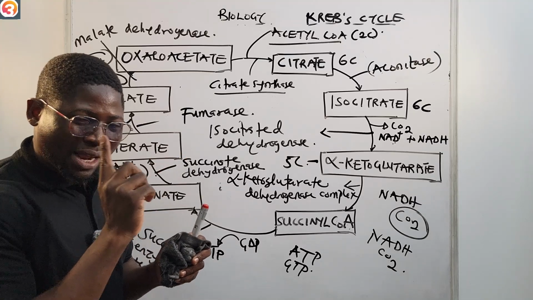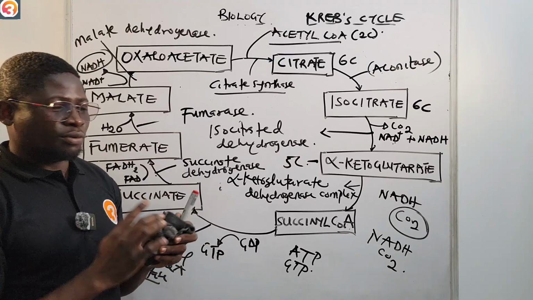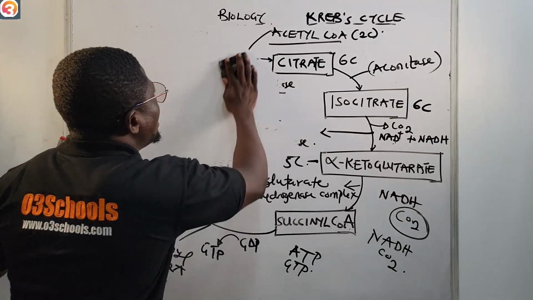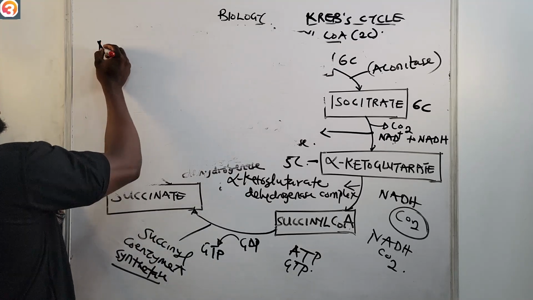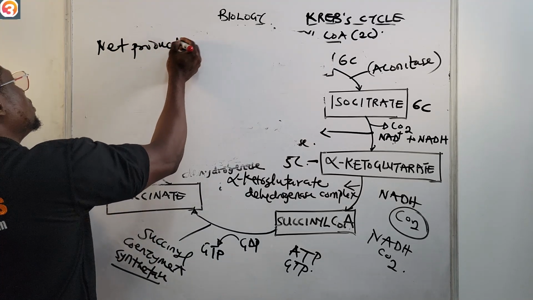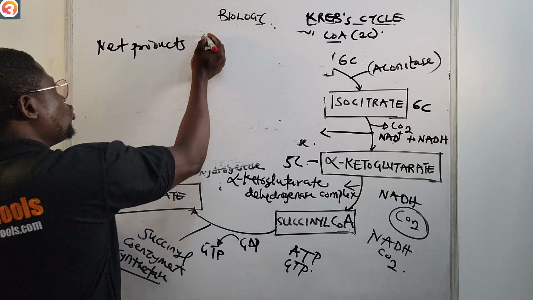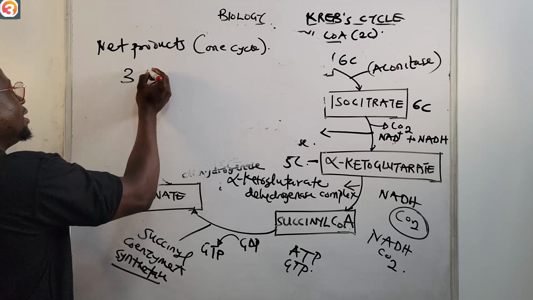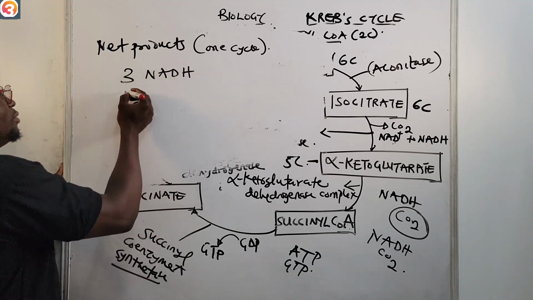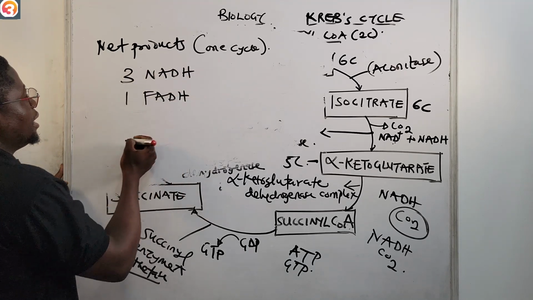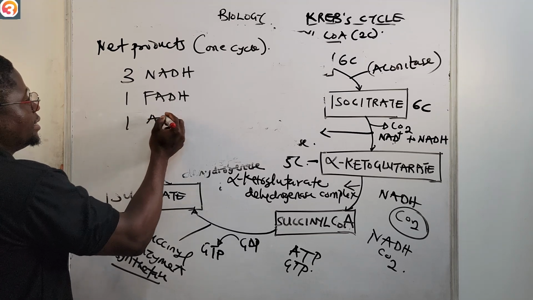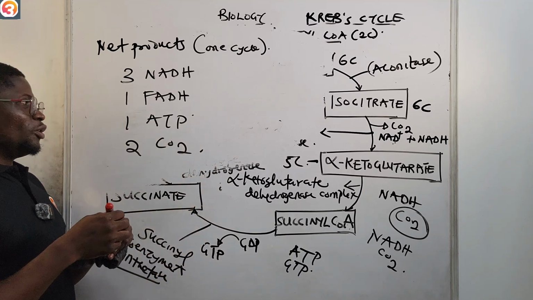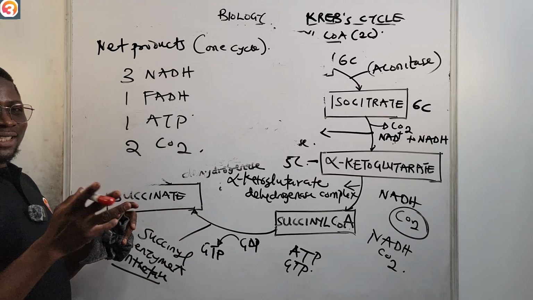Per acetyl coenzyme A, that is one turn of the cycle. Let us see the net products. We are going to have 3 NADH, 1 FADH, and 1 ATP. Then we have 2 molecules of CO2. So in one turn of the cycle, this is what is produced.